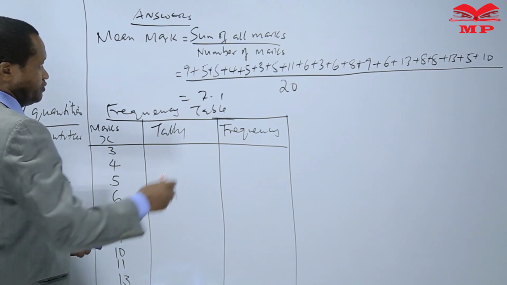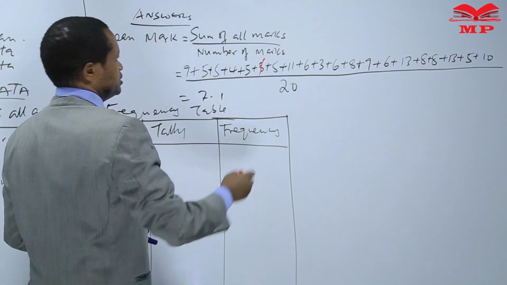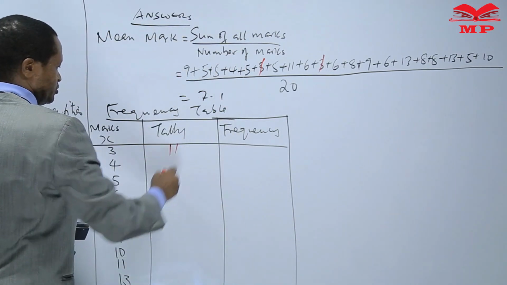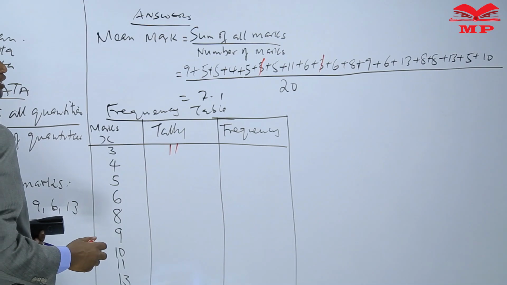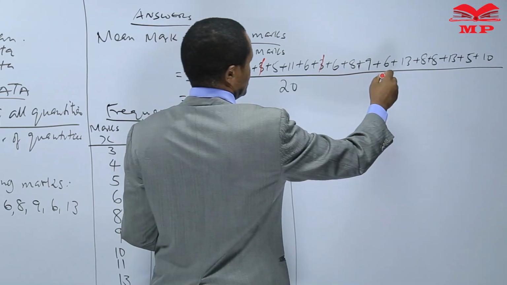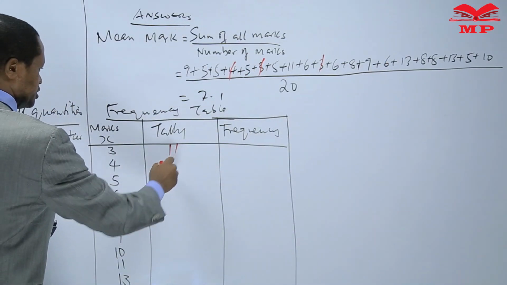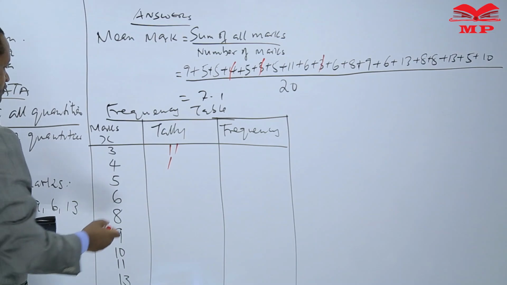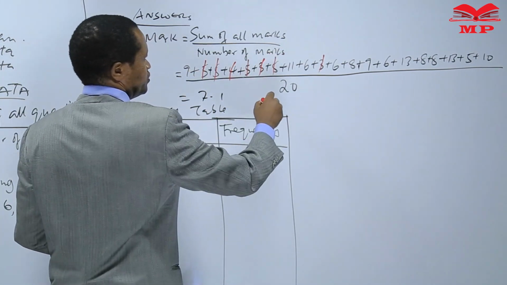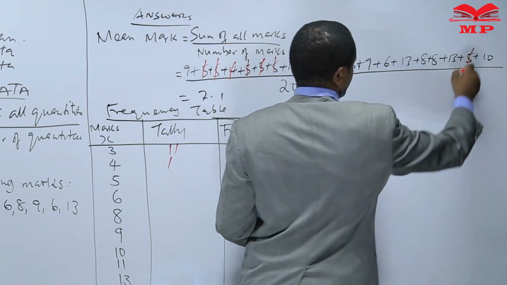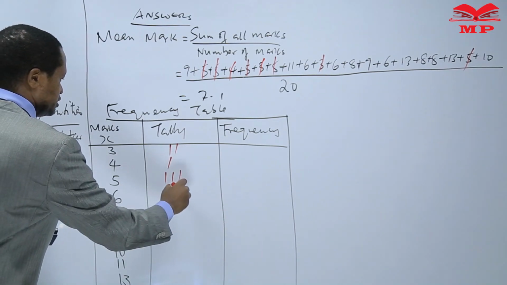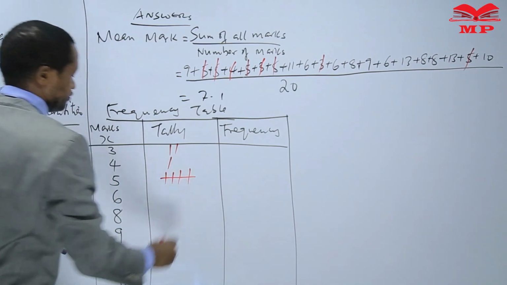How many times? We have 1, 2. So we tally 1, 2. Then how about 4? We have only 1. So we do the tally 1. How about 5? 5 we have 1, 2, 3, 4, 5. So I come here and do the tally. 1, 2, 3, 4, 5.